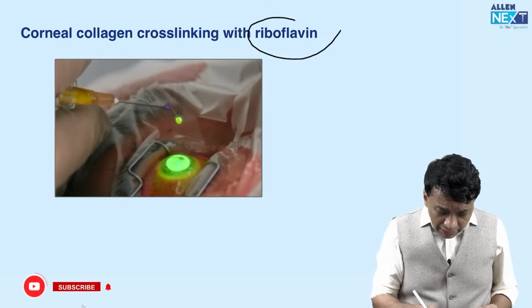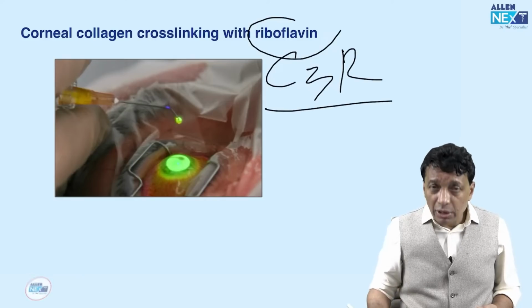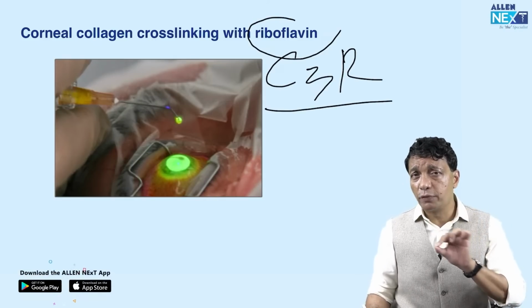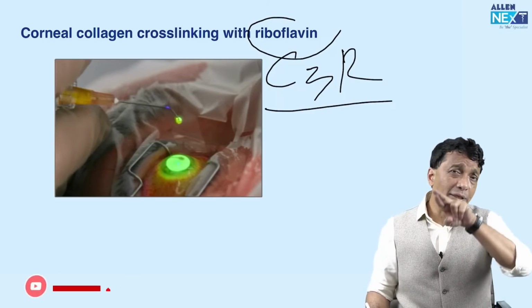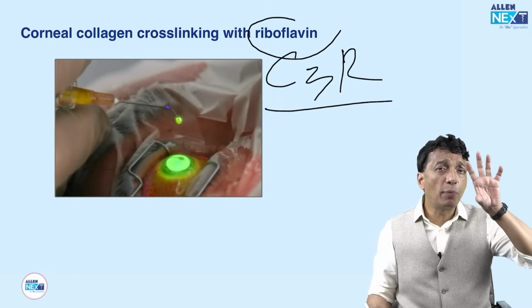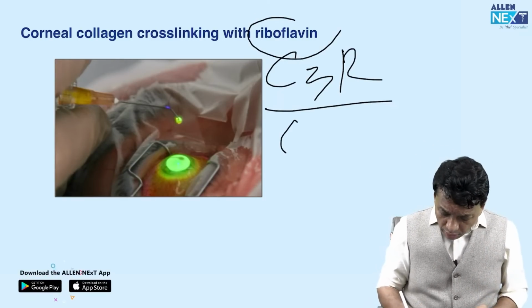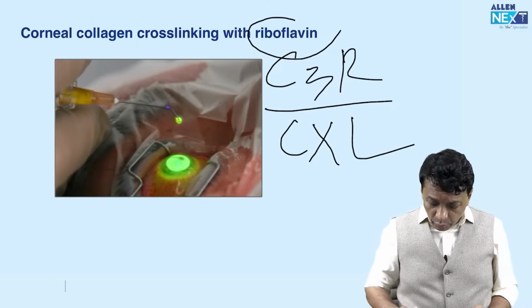So this is the latest modality. You should all remember, we call it C3R. It is the latest treatment for stopping the progression of keratoconus. Remember, it will not cure keratoconus because keratoconus is already conical. By doing C3R, you cannot flatten the cone, but at least you will stop it from further coning. This is also called CXL, corneal crosslinking with riboflavin.